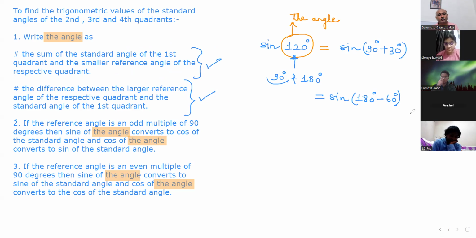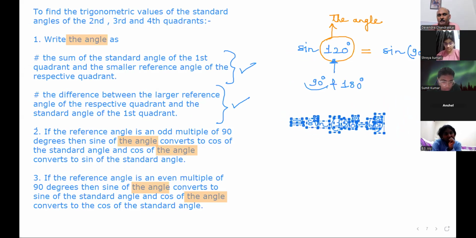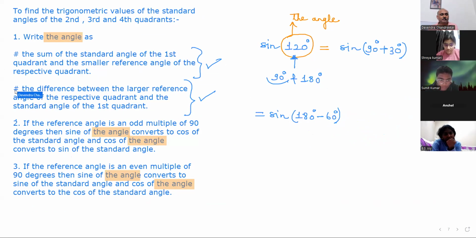So now comes the second rule. चलो सुमित एक्सप्लेन द सेकेंड रूल. सर अगर रेफरेंस एंगल एक ऑड मल्टीपल है 90 डिग्रीज का, तो जो साइन ऑफ एंगल वो कॉस में कन्वर्ट हो जाएगा स्टैंडर्ड एंगल का. शाबाश शाबाश. तो अभी के लिए इसी पे चलते हैं. हाँ, तो सुमित यहां पे 90 डिग्रीज ऑड मल्टीपल. यस और नो? यस सर. सो व्हेन दिस इज ऑड मल्टीपल तो साइन कन्वर्ट्स टू किसमें कन्वर्ट होता है बेटा? कॉस में. कॉस किसका? ये स्टैंडर्ड एंगल का 30. कॉस ऑफ द स्टैंडर्ड एंगल.